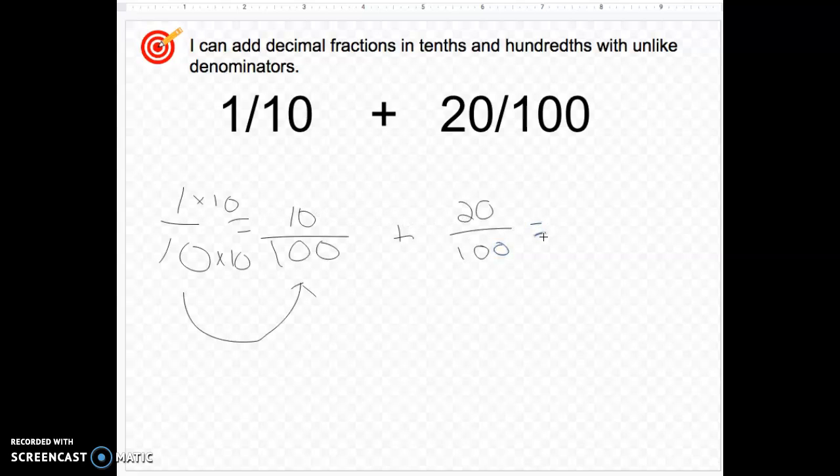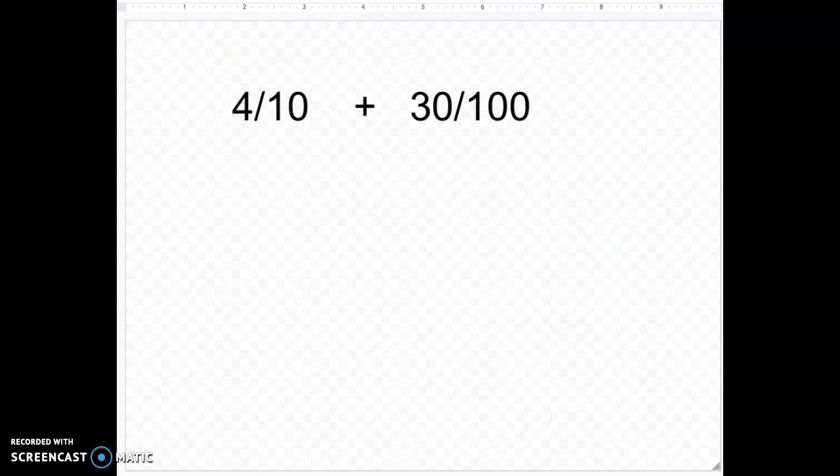So what we do here now is we add the numerators. 10 plus 20 is 30, and we keep the denominators the same because the size of the piece stays the same. Okay, so the answer here is 30 hundredths. This is what you're going to be doing today. Let's try one more example.